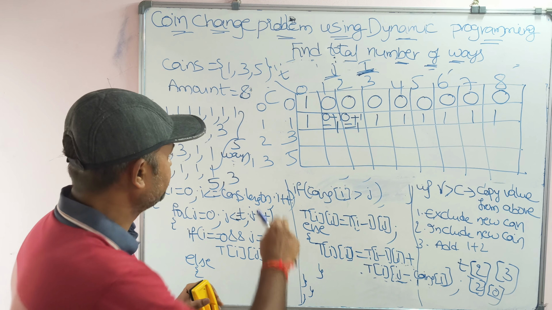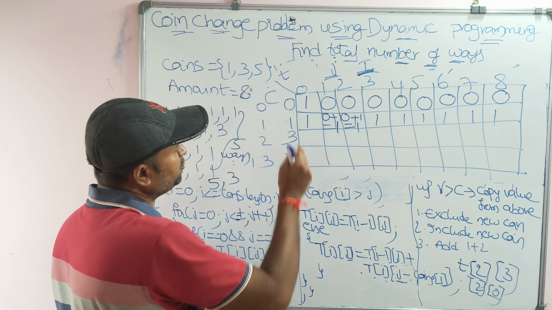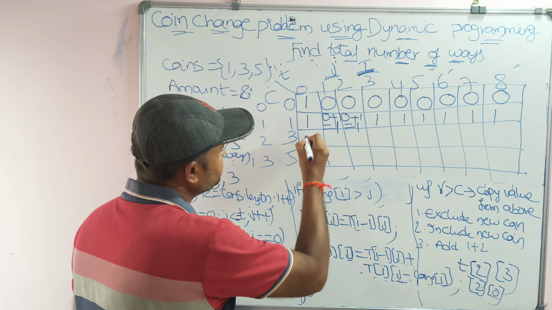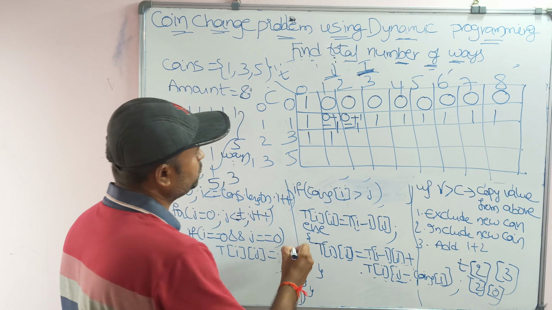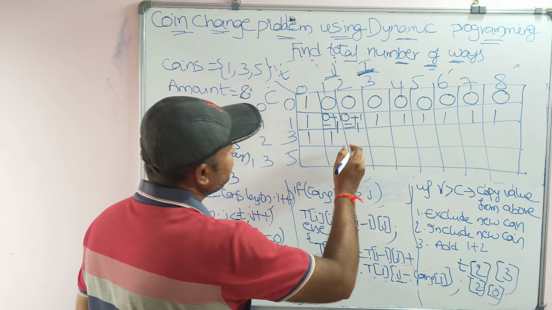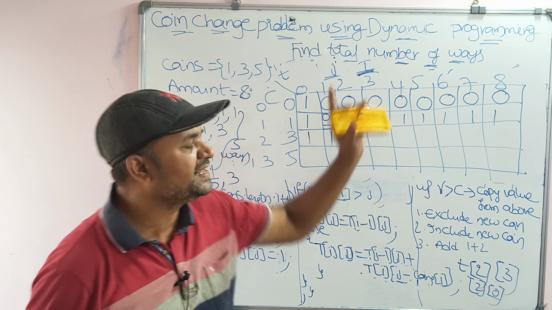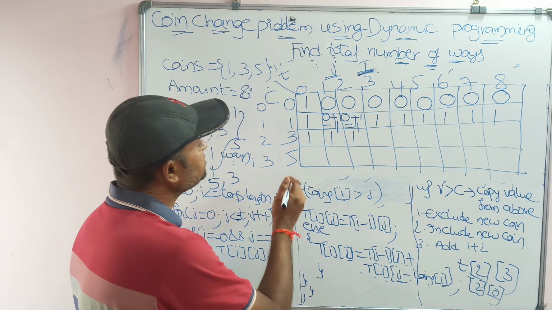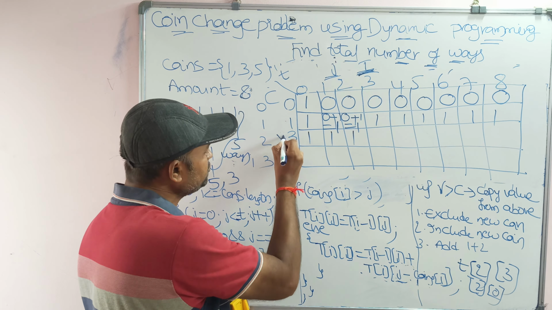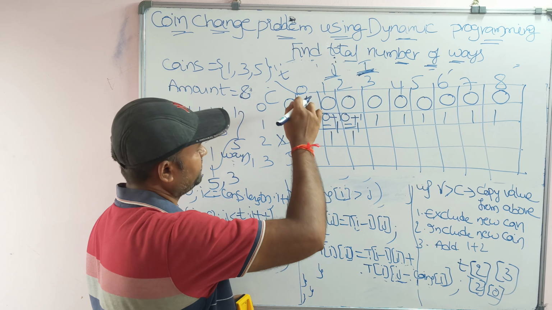Okay. Next, here coin is 3, whereas the total is 0. 3 greater than 0. Condition is true. So copy the above value. 3 greater than 1. Condition is true. Copy the above value. 3 greater than 2. Condition is true. Copy the above value. 3, condition is false. So what is the first rule? Exclude the new coin. So this is the new coin. So exclude this. So that means we have to copy the previous one.